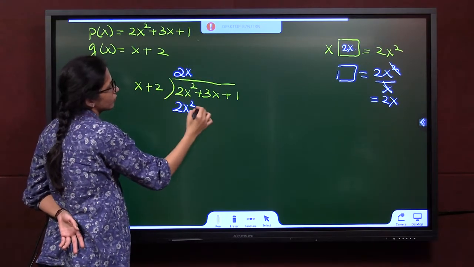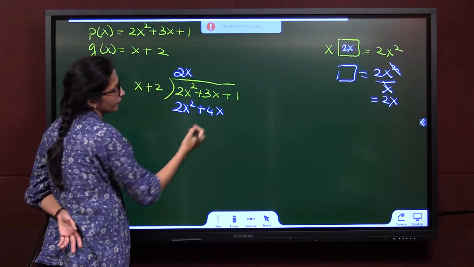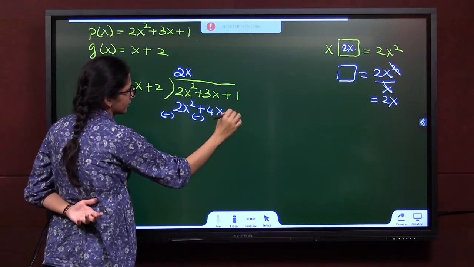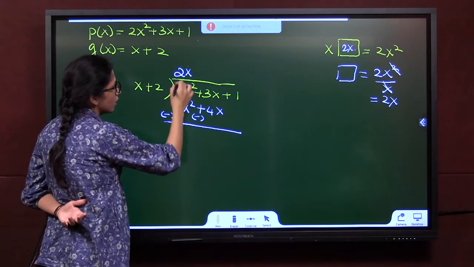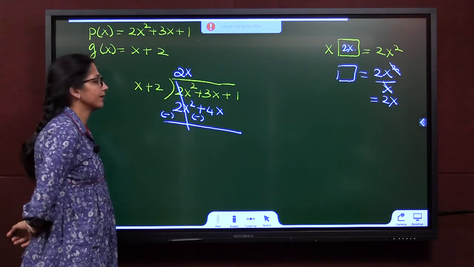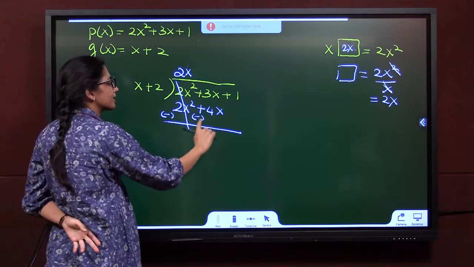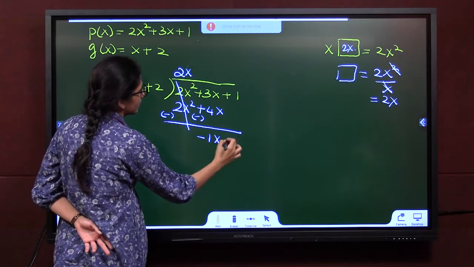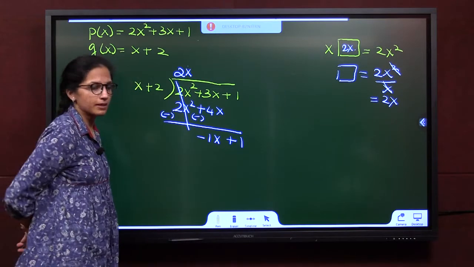2 into 2x, 4x. Put it here. It's division, and so you have to subtract. 1, there's nothing to do here, so it will come down as it is. 2x square and minus 2x square cancels. 3x minus 4x, minus 1x. Bring the 1 down. Becomes plus 1.